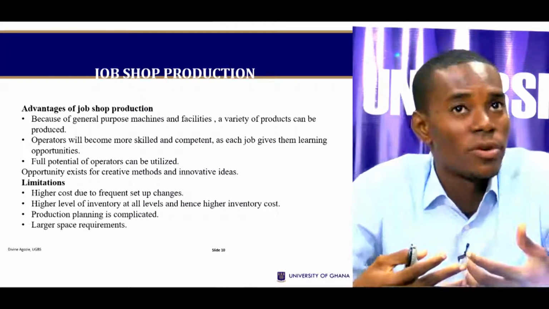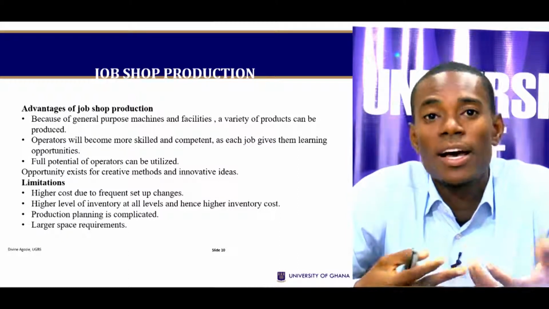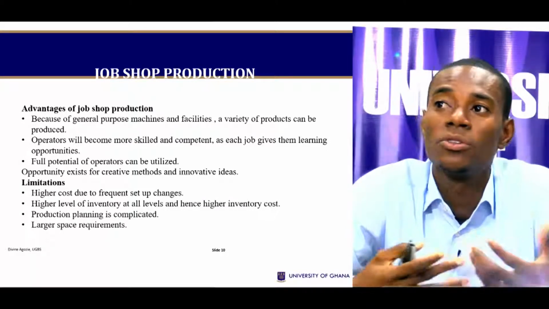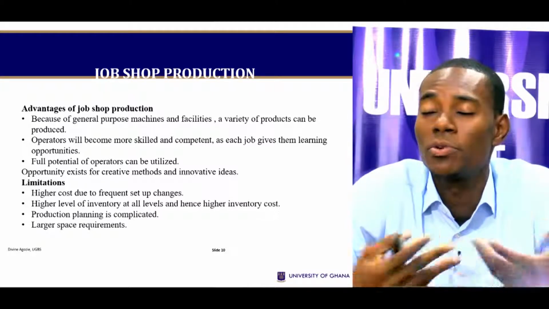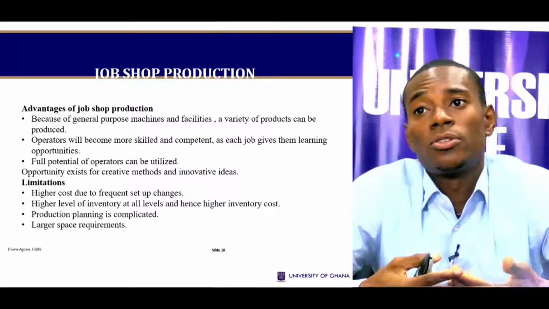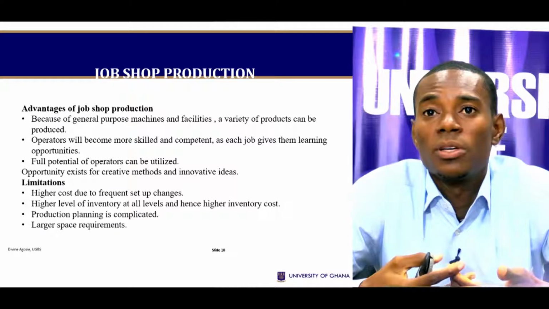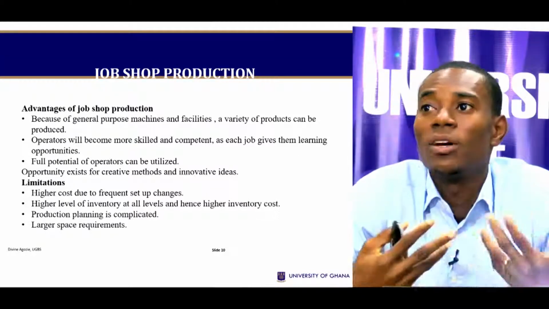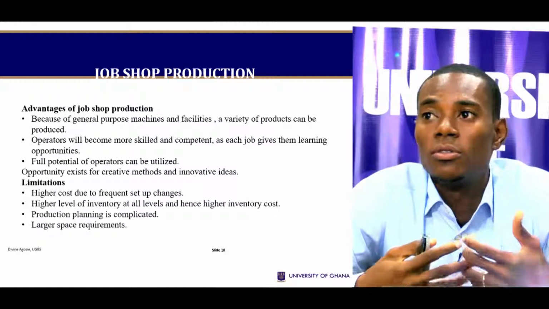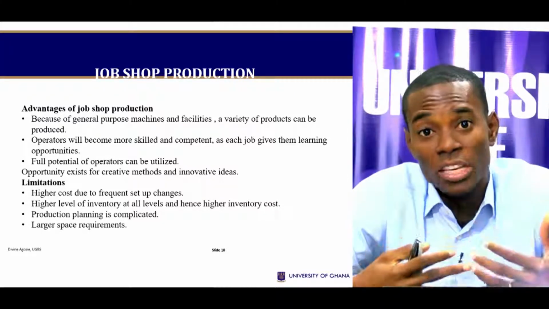So there are some limitations with the job shop production system. It's higher cost due to frequent setup changes. Because of the high levels of variety, one setup may not necessarily suit another one, so that will result in changing the setup and frequent changes. And then there's a high level of inventory at all levels, and hence higher inventory cost. Because you would need to keep an array of materials and machines to meet the varied demand that will be coming, you're going to have high levels of inventory, and once you have high inventories, you're going to have high inventory costs. And then production planning is complicated. Like we said, so much detail goes into the planning process, it's a unique plan for every order.